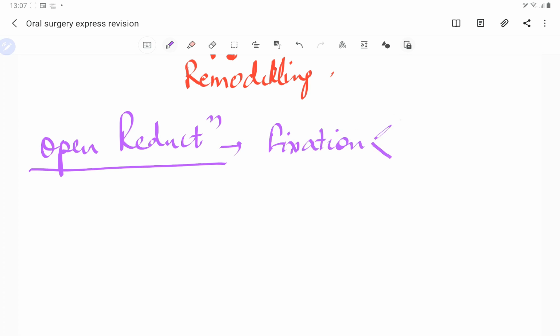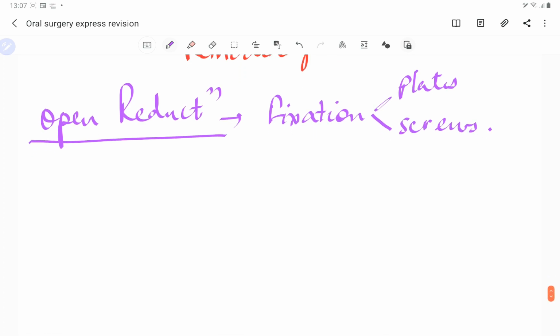Either you can put the plates or you can put the screws, any of it. So there is direct healing with this, which is associated with the internal fixation. So we see that there is a primary healing. Now this is the difference between the healing process of open reduction and closed reduction.